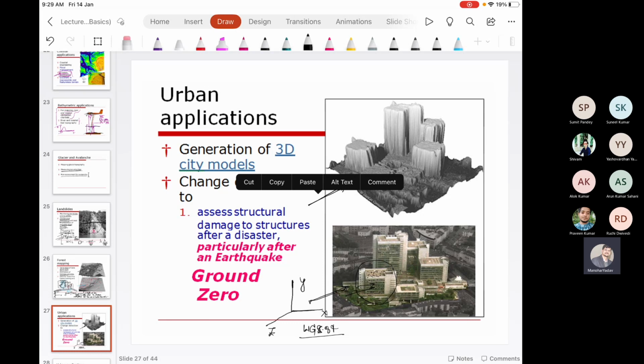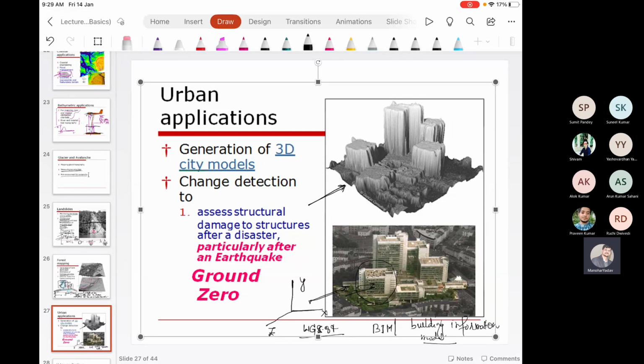But before that, you need to identify these buildings in the point cloud data from the rest of the objects. So building extraction has to be performed first. Once you have the building point cloud data, then you can generate a building information model, BIM. So 3D modeling can be done, and further this building information model of an entire city can be generated.